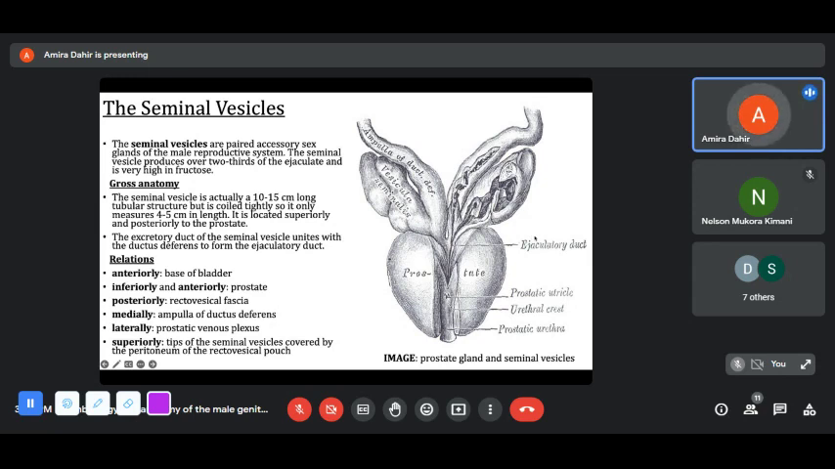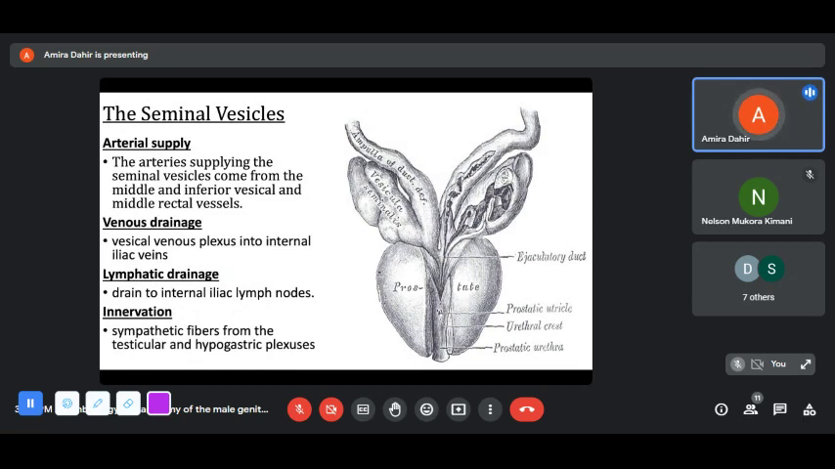The seminal vesicle is related anteriorly to the base of the bladder, inferiorly and anteriorly to the prostate, posteriorly to the rectovesical fascia, medially to the ampulla of the ductus deferens, laterally to the prostatic venous plexus, and superiorly to the tip of the seminal vesicle, to the peritoneum and the rectovesical pouch.